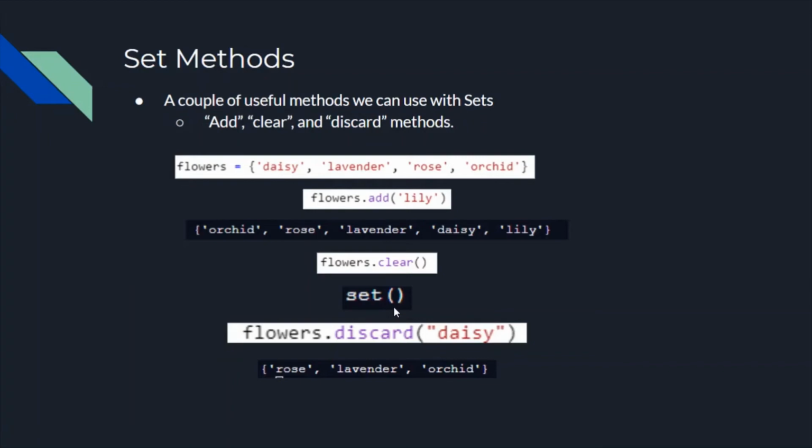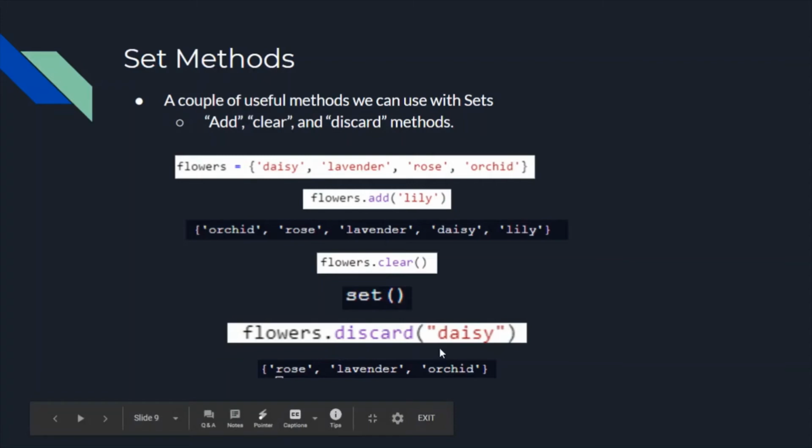And finally, we have this discard method. So the discard method essentially just removes the specified item from the set, but only if it exists. So if I tried to discard the string daisy using this line of code, and then printed out the resulting set, this is what I would get. I would get rose, lavender, and orchid without the daisy string because it's being removed.